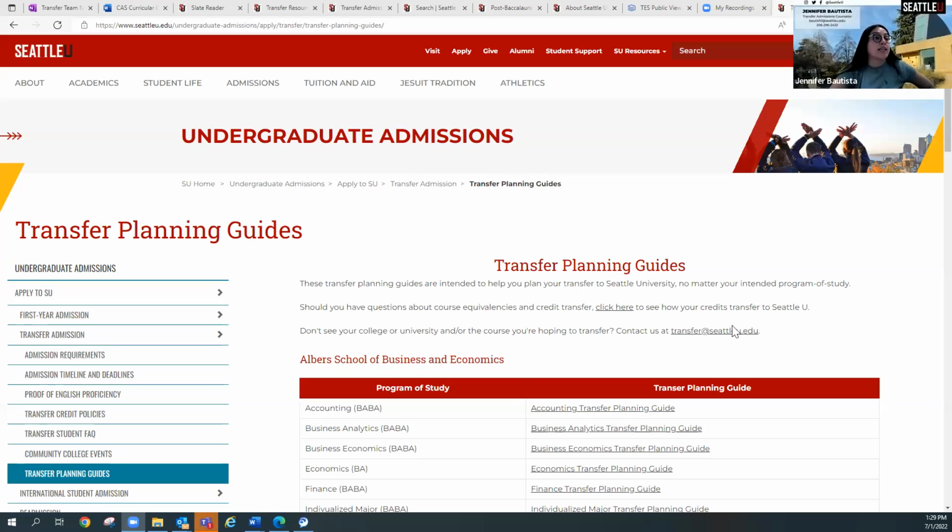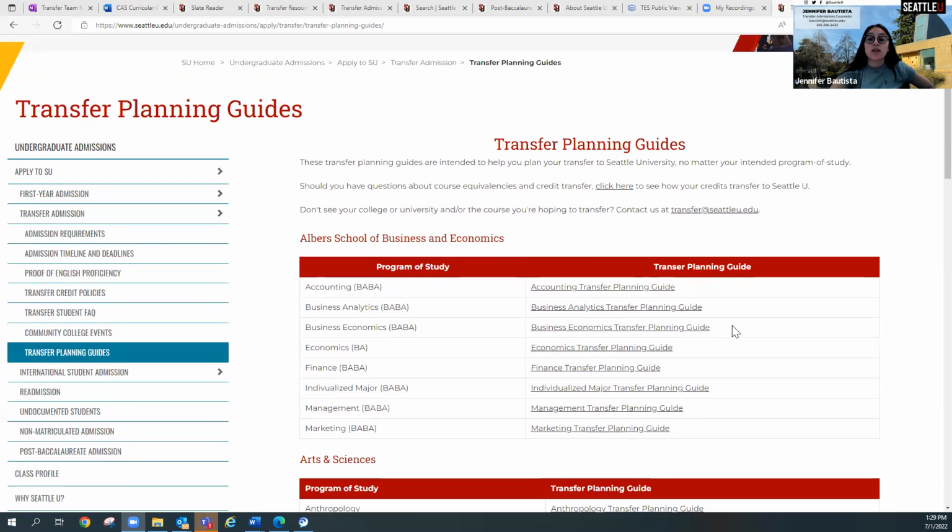So this is the main page for transfer planning worksheets or guides. We will have a transfer planning worksheet for every single major, as every major has slightly different prerequisites, recommended coursework, GPA requirements, etc. So it's really important that the first step a student does if interested in transferring to Seattle University is to really check these transfer planning worksheets out, to understand what is going to be expected, what is needed of the student in order to be considered for admission at Seattle U.